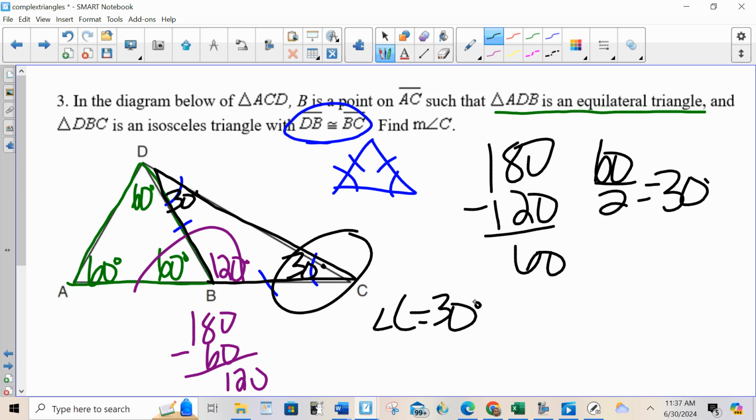So that is how we deal with isosceles and equilateral being incorporated into the complex triangle problems. Either way, you're going to look for linear pairs. You're going to look for angles of a triangle.